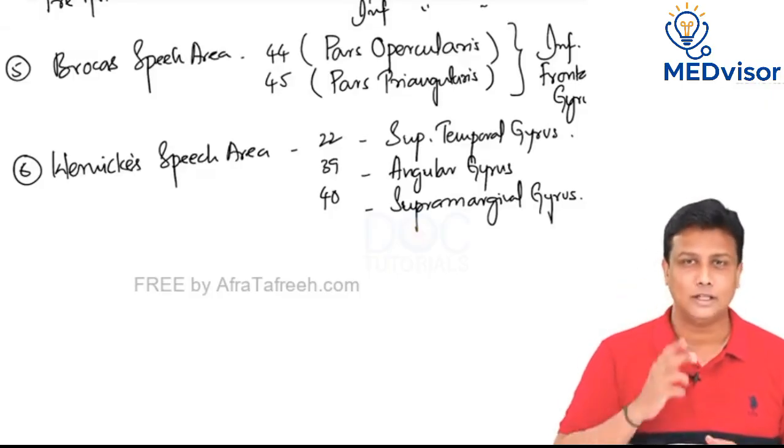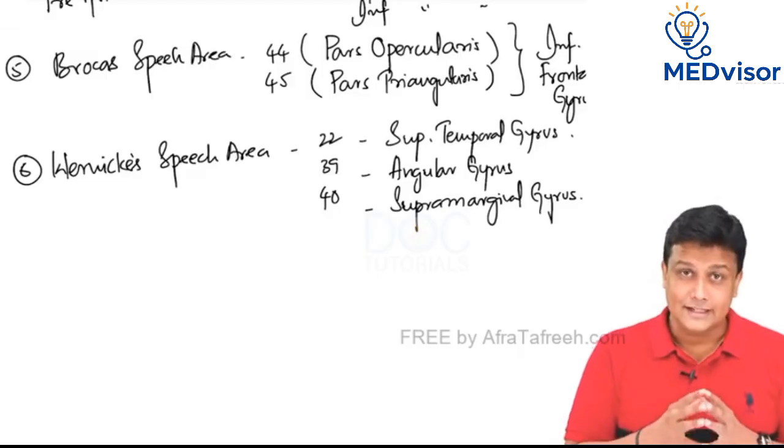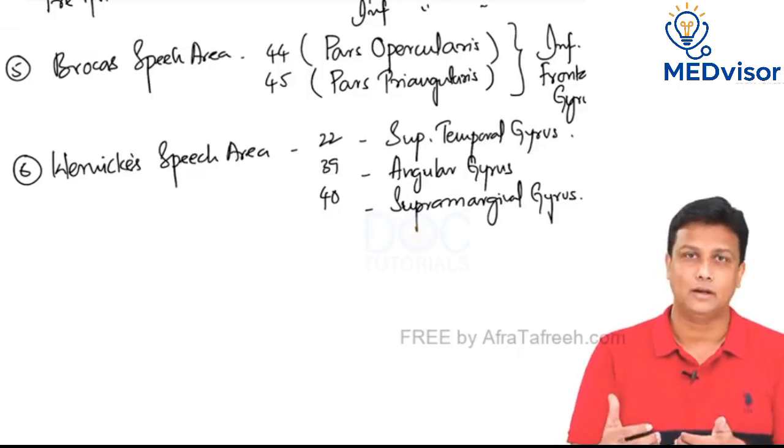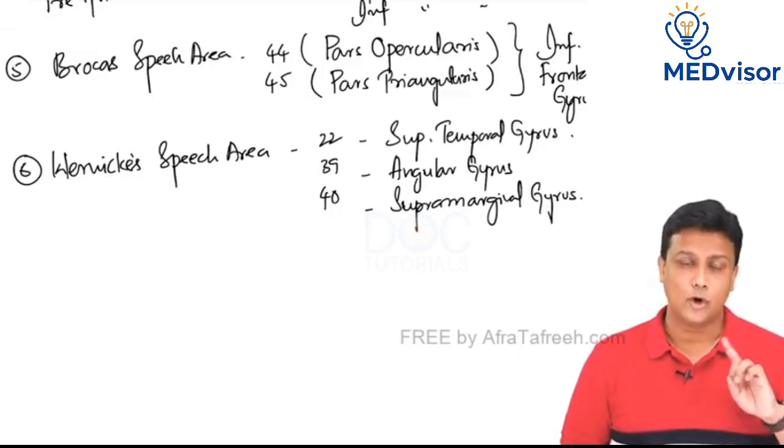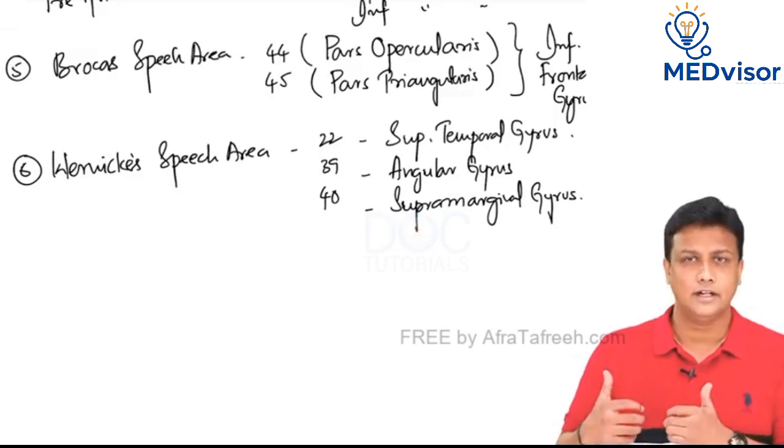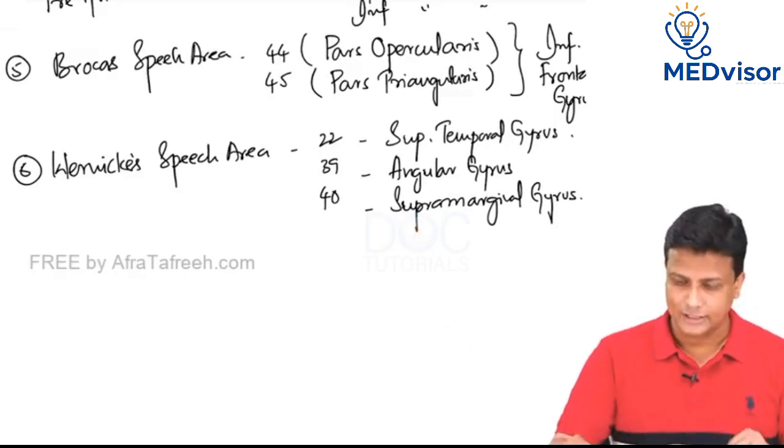There is an association between the speech area and the auditory area. That's the reason why that area is actually overlapping. So area number 22 is actually the auditory association area, and even it is a part of your Wernicke speech area. Don't get confused over there.